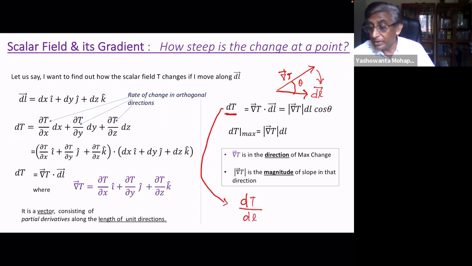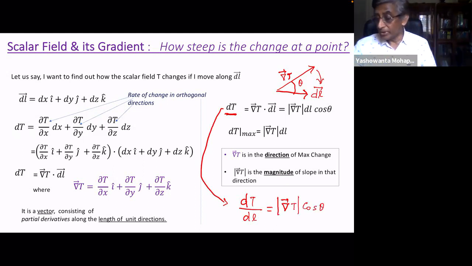Okay, so from here I could write down that dt by dl, that's the slope, right? The slope is magnitude of grad t cos theta. All right. And the slope is maximum when my dl itself is in the direction of the grad t, where cos theta is 1. So these are the two qualities of the grad that are extremely important. It's a vector whose direction is in the direction of the maximum change, and the magnitude is the slope in that direction.